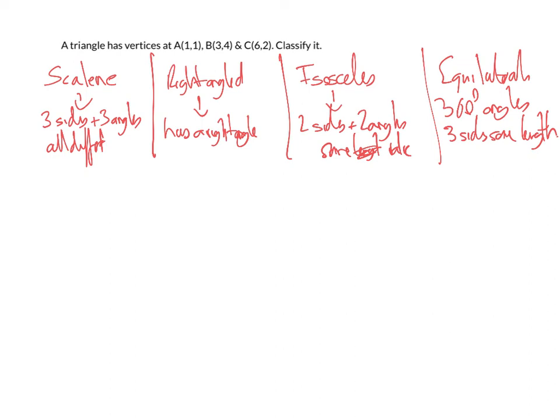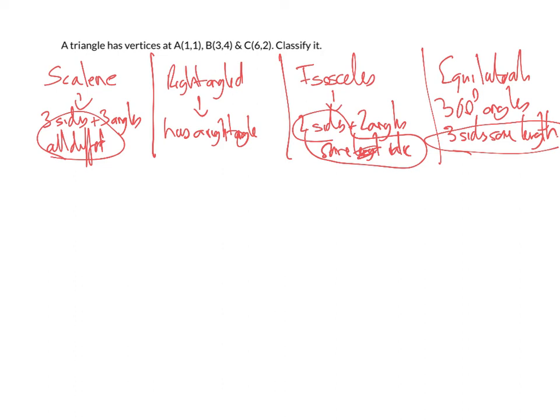Now, you'll notice there's sides and there's angles. We've been doing lengths of sides, so it's fairly obvious that's what we're going to be doing. We need to work out the lengths of the sides of the triangle, because if they're all different, it's a scalene. Right angle triangle we'll come back to. Two sides of the same length, it's isosceles, and three sides of the same length, it's equilateral.